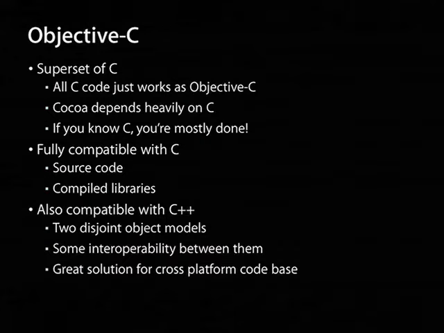Then you have a language called Objective-C++, and they have two disjoint object models. So you can't, for example, have an Objective-C object inherit from a C++ object. But there's some interoperability. For example, you can have a C++ object embedded in an Objective-C class as a variable. Then when you instantiate the Objective-C class, it will call the constructor for your C++ object. And when your Objective-C object goes away, the destructor will be called for you automatically too.